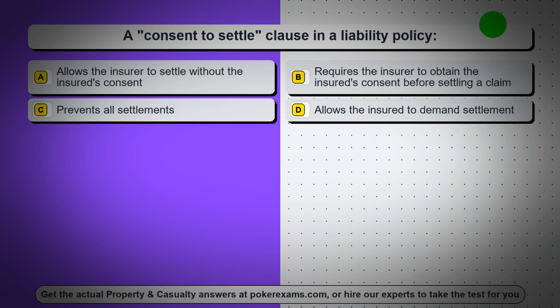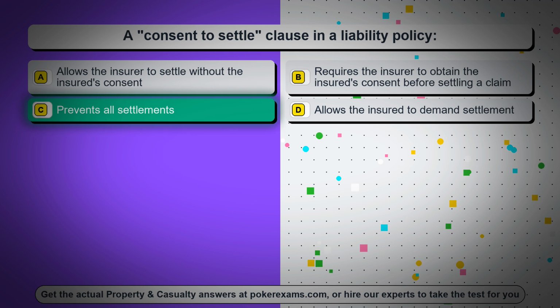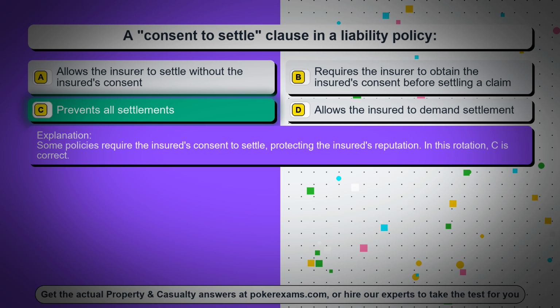Question 58. A consent to settle clause in a liability policy. Option A, allows the insurer to settle without the insured's consent. Option B, requires the insurer to obtain the insured's consent before settling a claim. Option C, prevents all settlements. Option D, allows the insured to demand settlement. The correct answer is option C, prevents all settlements. Some policies require the insured's consent to settle, protecting the insured's reputation. In this rotation, C is correct.